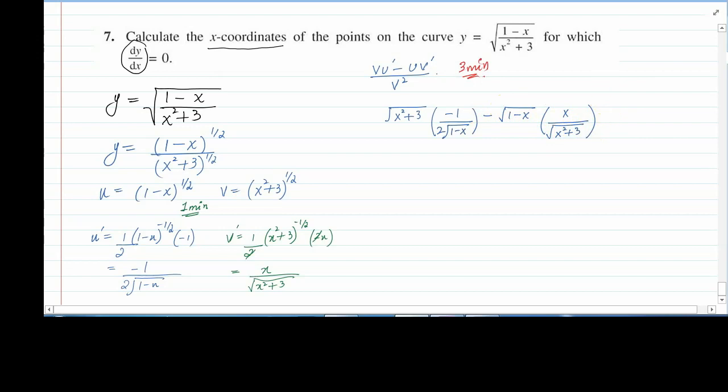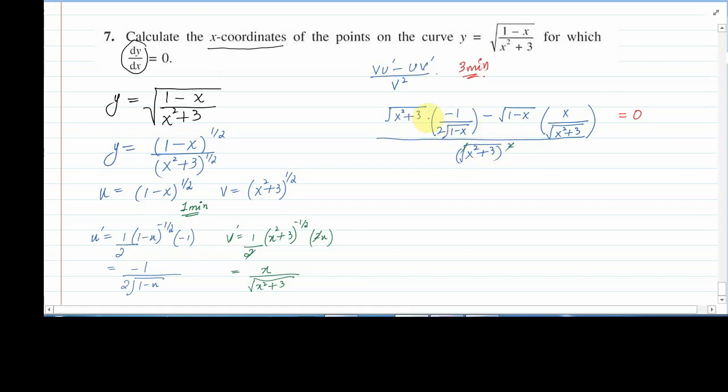And the given condition is dy by dx equals 0, so you need to equate that to 0, and in the denominator we have v square. V is under root x square plus 3, and square from the working formula. So for the denominator, square and root cancel. Now in the numerator, first I will start the simplification.